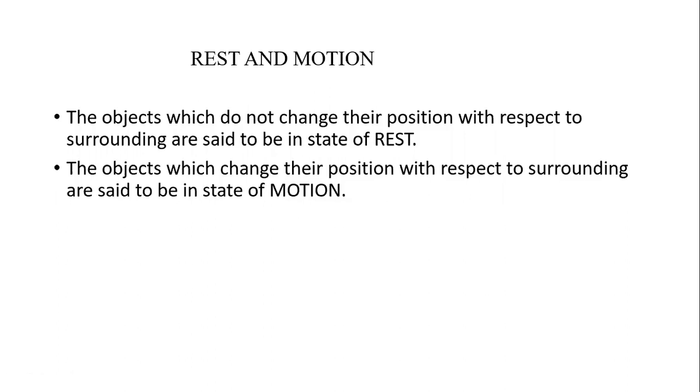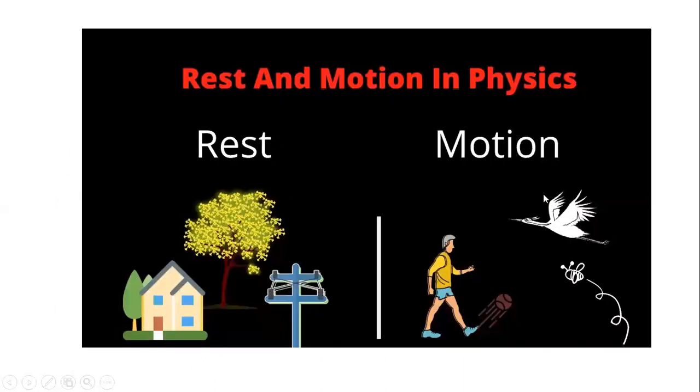A moving car, a man walking on a ground, all these examples are of the state of motion because the objects are moving. Have a look at an example here. The tree, the car, all these objects are not moving. They are not changing their position. So all these objects are in the state of rest. On the other hand, here a man is kicking the ball, a bird is flying. So all these are examples of motion because all these objects are changing their position with respect to surrounding.